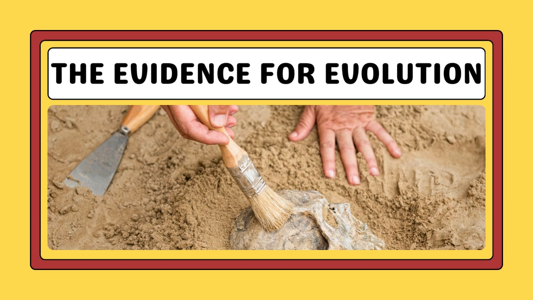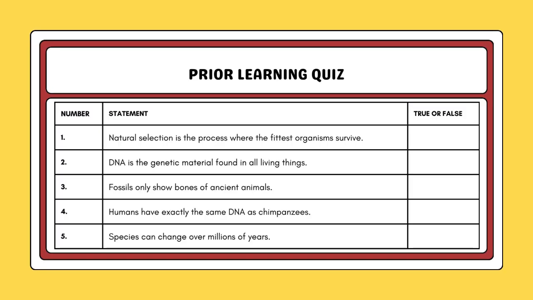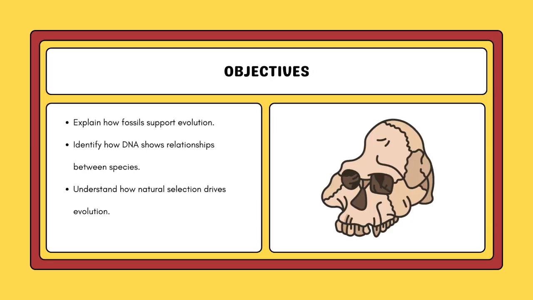The evidence for evolution. Objectives. Explain how fossils support evolution. Identify how DNA shows relationships between species. Understand how natural selection drives evolution.